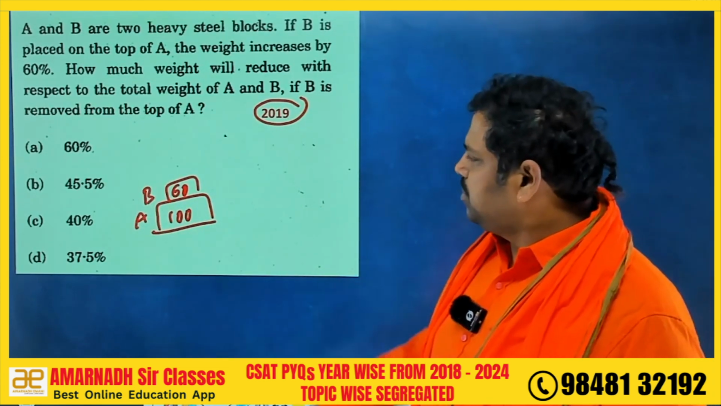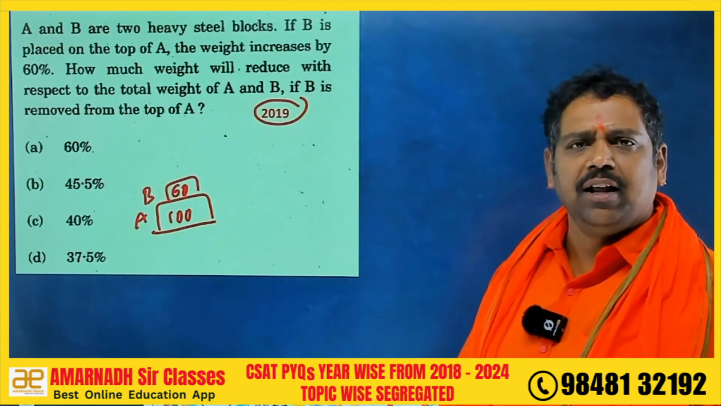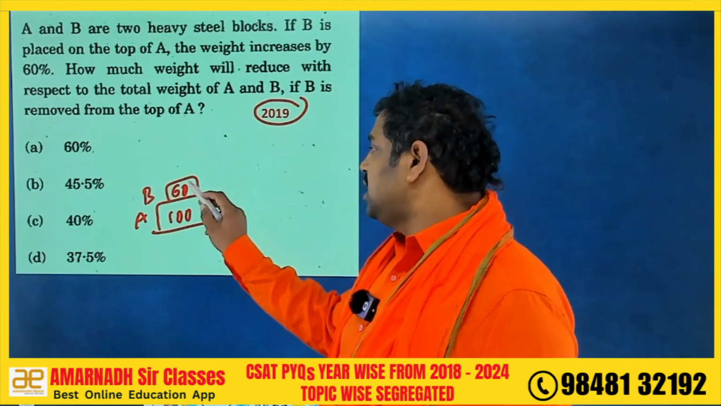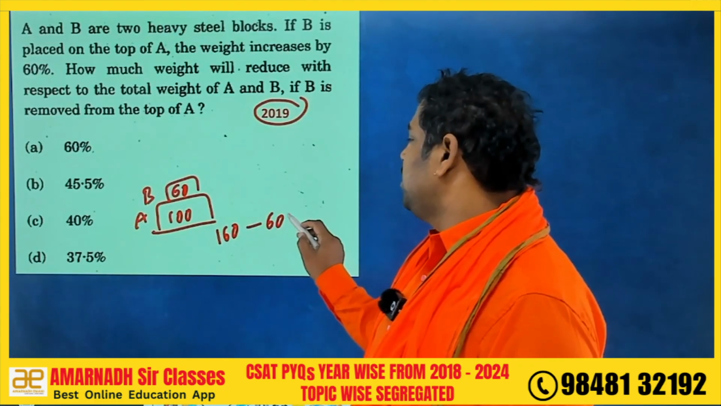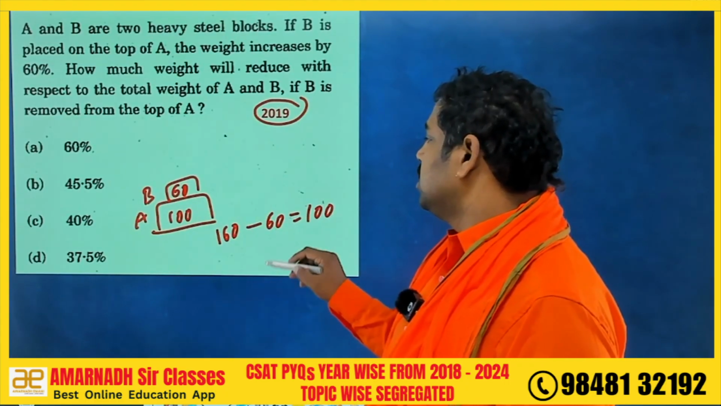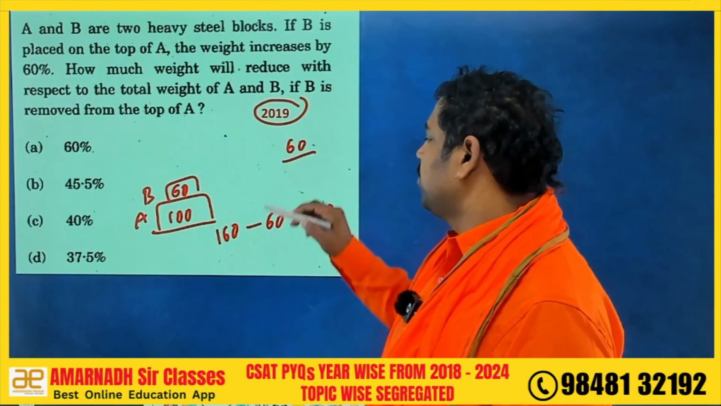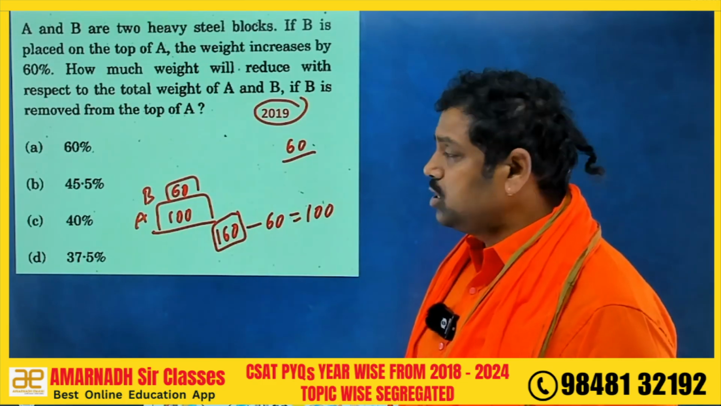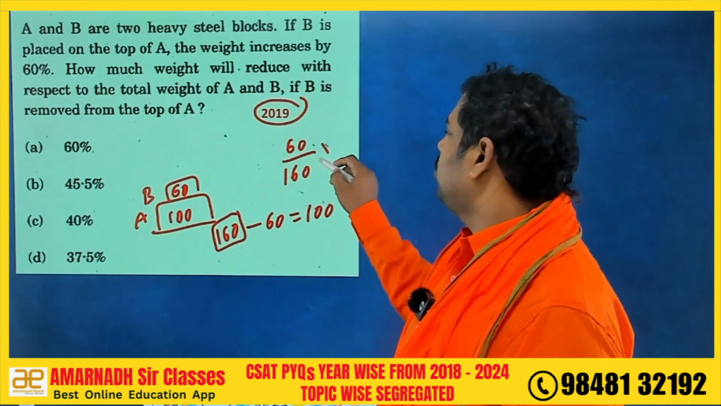Now from this system, I am removing B. Right or wrong? Now the system is weighing 160 kg, right? From 160 you are removing 60 kg. That means it comes to 100 kg. So how much is reduced? 60. Out of, is it reduced from 100 or 160? 160. So 60 by 160 into 100.